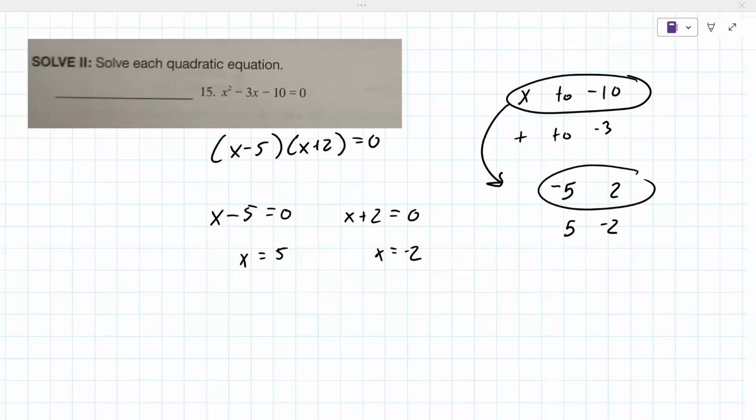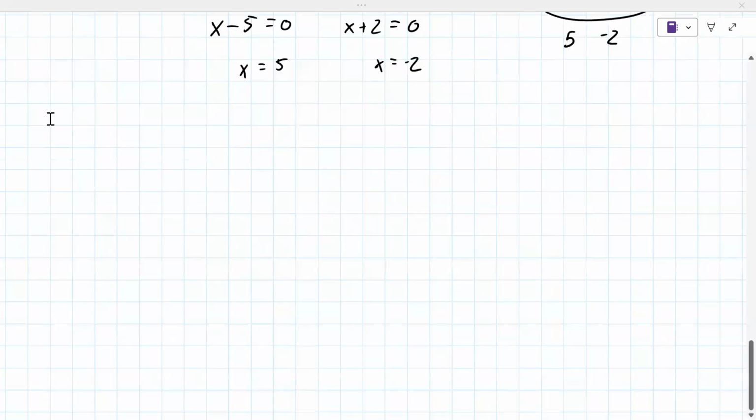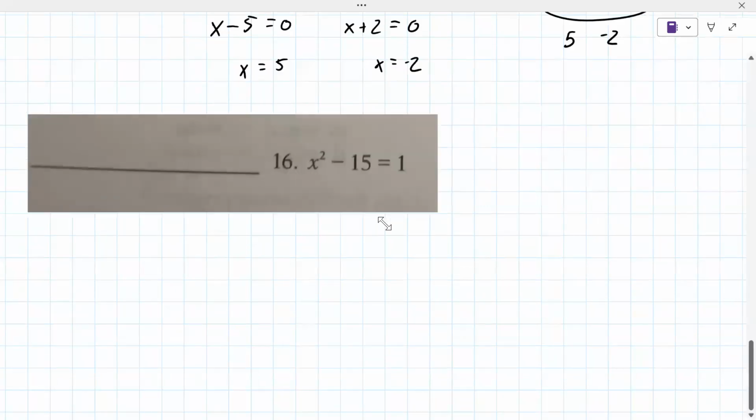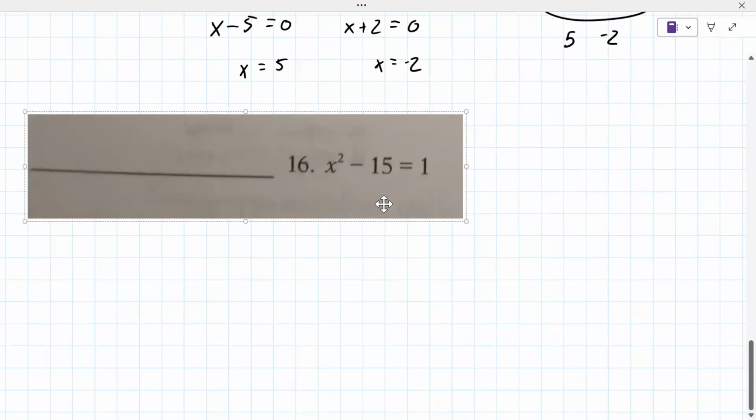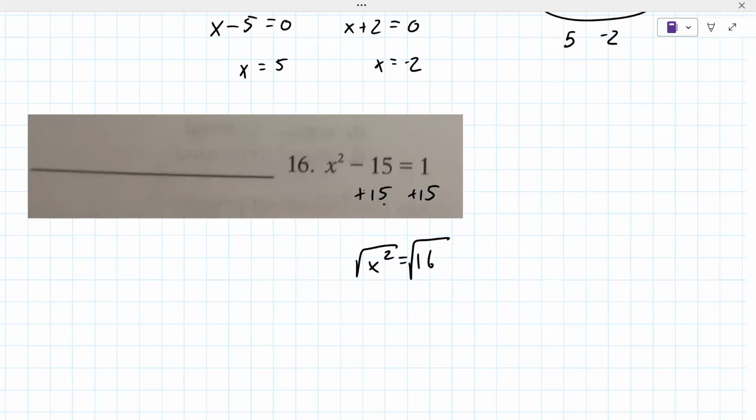All right, so the next one, 16, is solved not similarly. We're first going to add 15 to both sides. So x squared equals 16. And then to undo a square, you take a square root, but it's plus or minus the square root of 16. There's always two solutions.